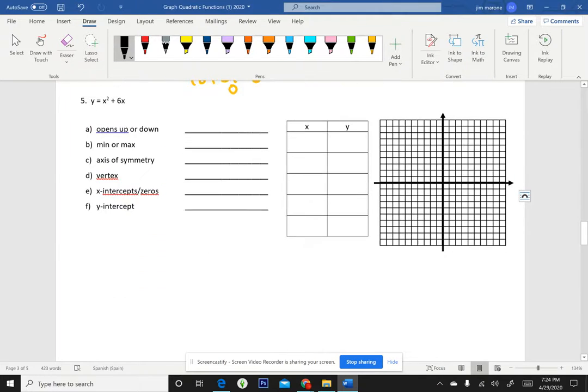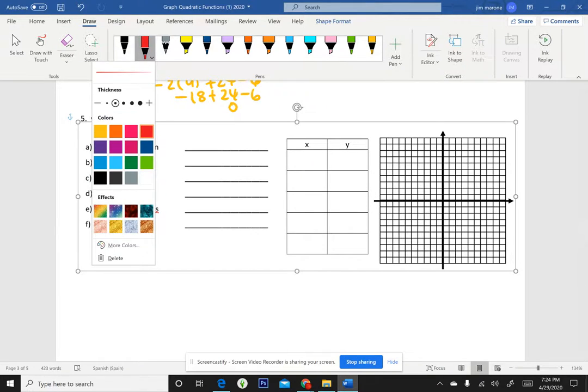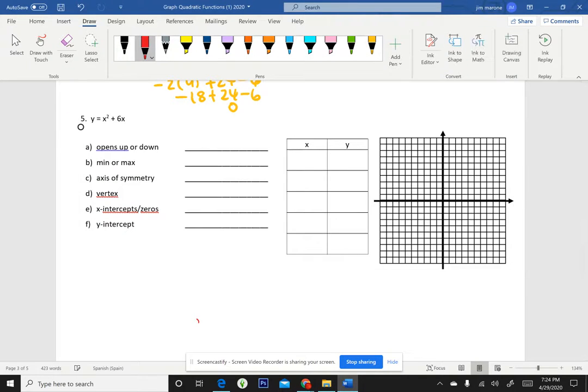So last one together. I think this is probably one of the easier ones, but I just want to show you that A is +1, B is +6, and C is 0. Sometimes you might have B as 0. If it was like x squared plus 5, B would be 0. So B or C could be 0.